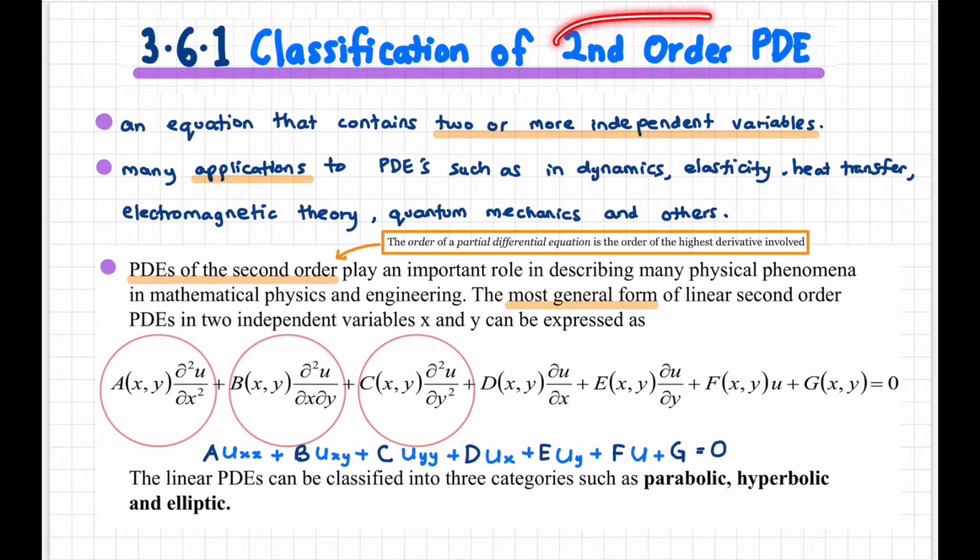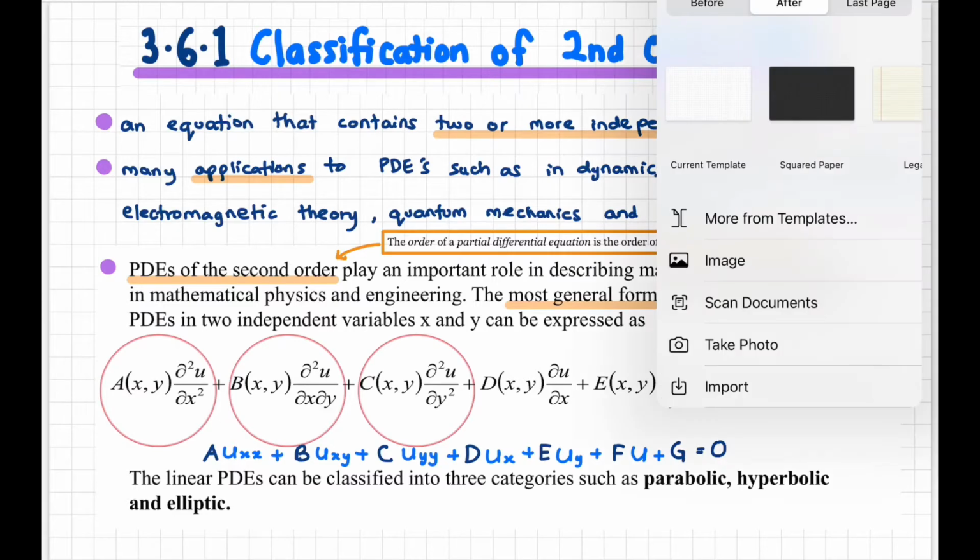So what is the meaning of second order PDE? What is the meaning of order? The order of the PDE is the order of the highest derivative involved. Let's say you have this example, ∂u/∂x - 2u = x². You can see here the highest order of derivative in this case is equal to 1. So this is a first order PDE.